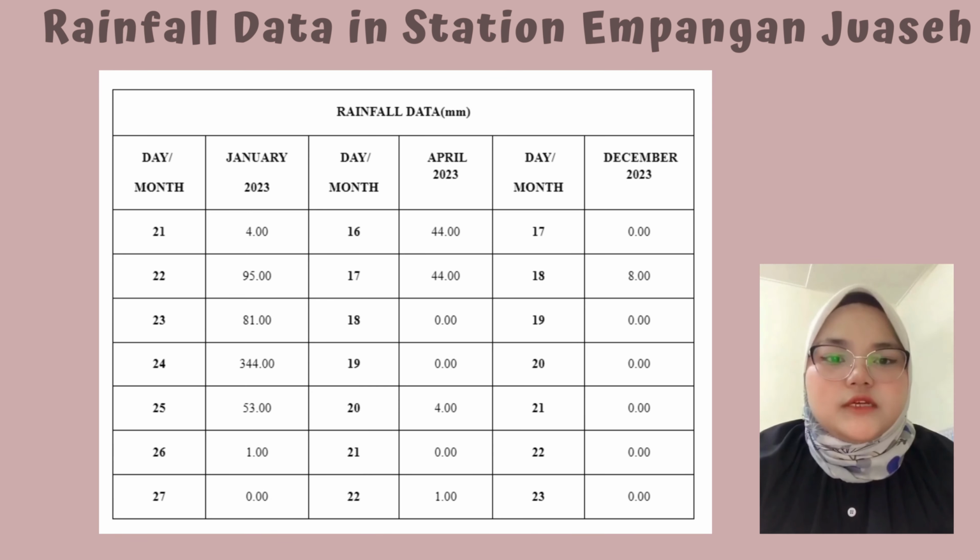So number 2 is rainfall data in station Empangan Juaseh. My group chose the same months for this station. The highest rainfall in January in station Empangan Juaseh is on 24 January, which is 344 mm. For April, it is 16 and 17 April, which is 44 mm. And for December, it is 18 December, which is 8 mm.